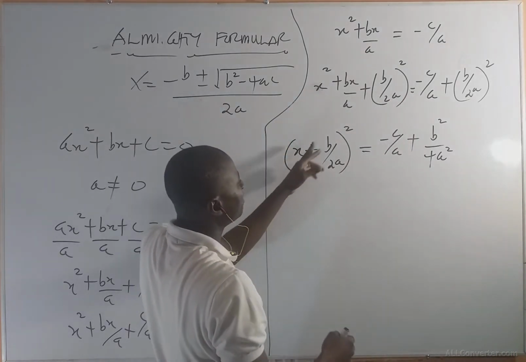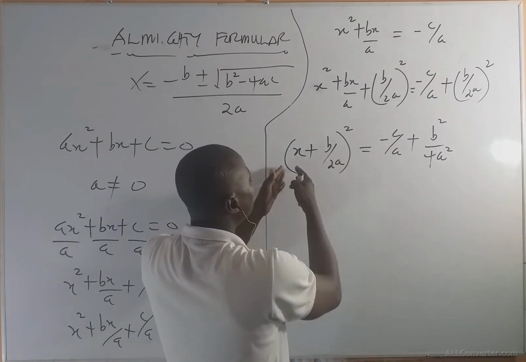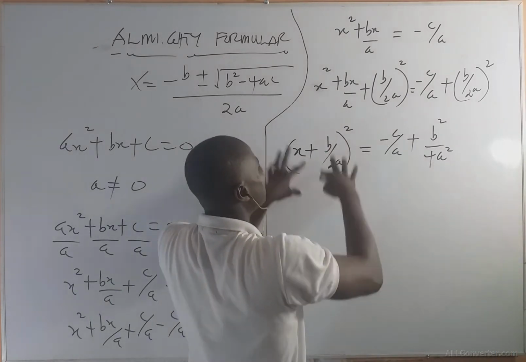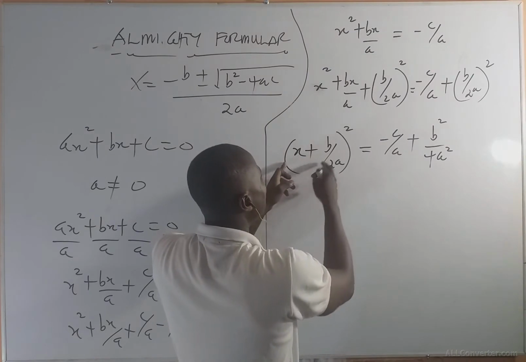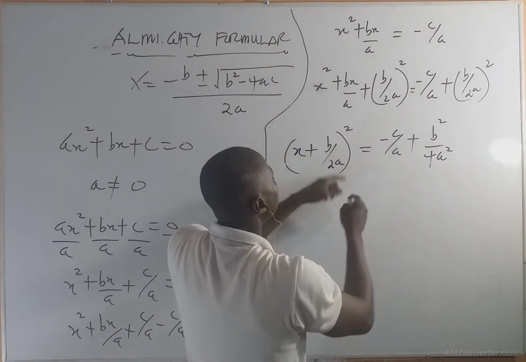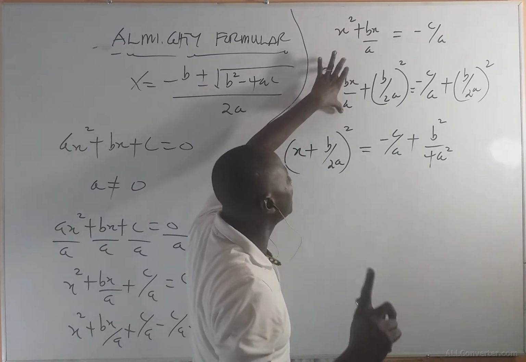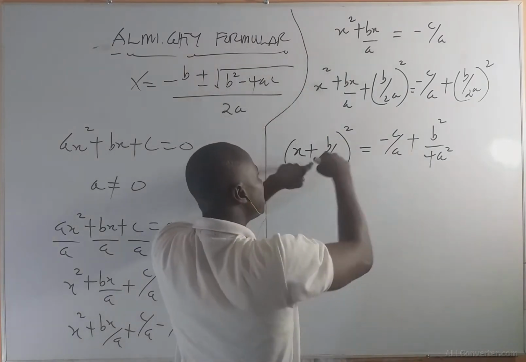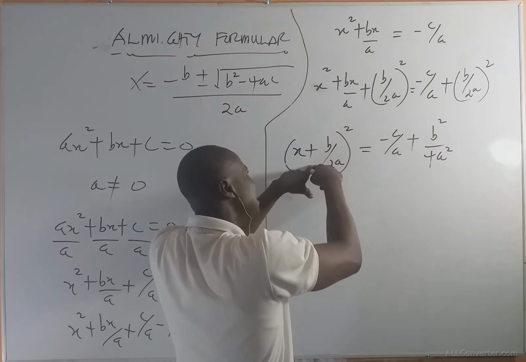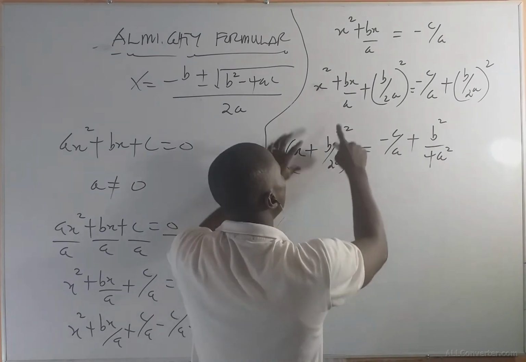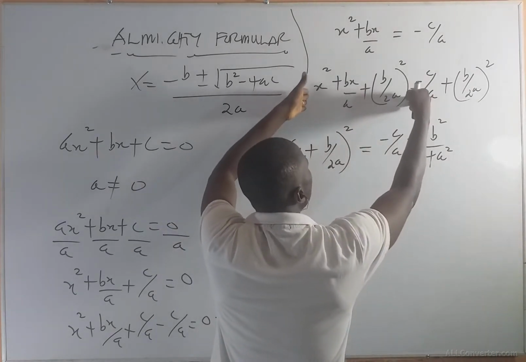Now, when we say x plus b over 2a all squared, it means that we are multiplying x plus b over 2a by itself. So if you multiply x plus b over 2a by itself, you realize that you are getting the whole of this expression. So this is not left out. Take note, this has not been left out. It is still inside of this. So x plus b over 2a all squared is the same as the whole expression we have here.